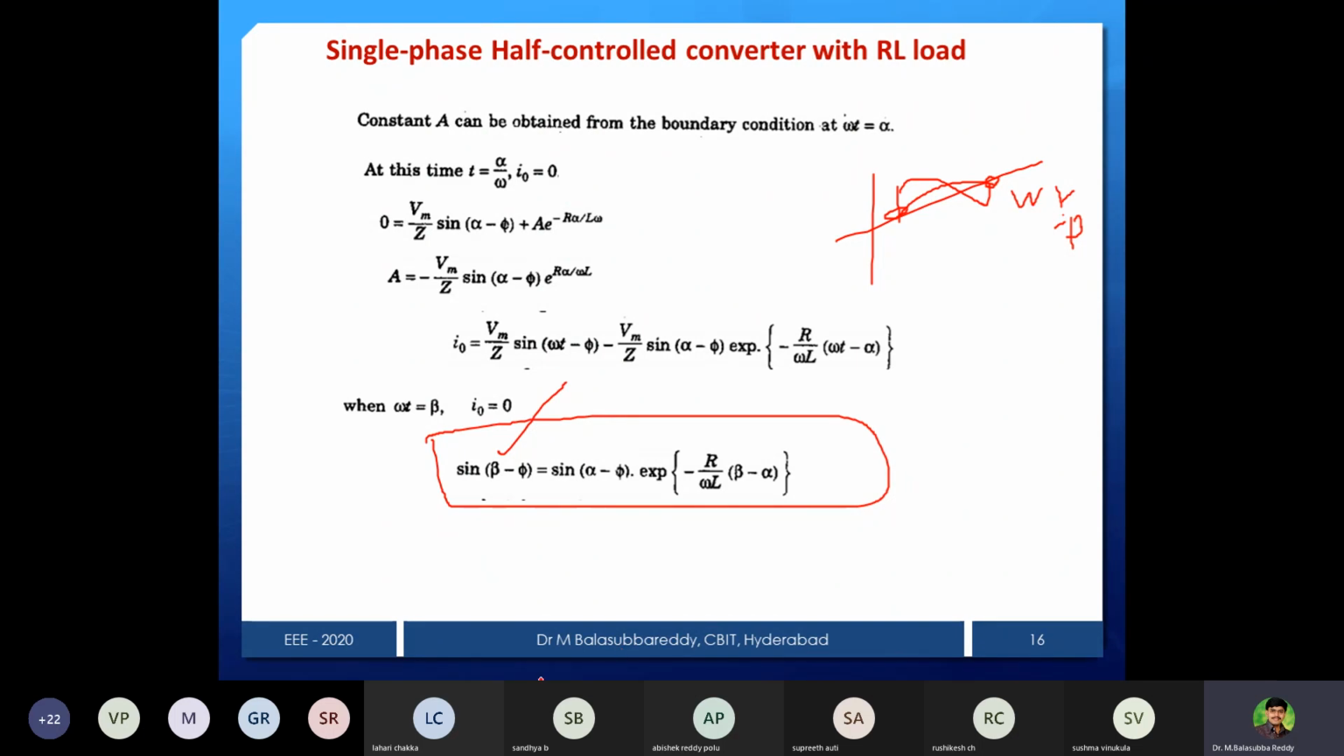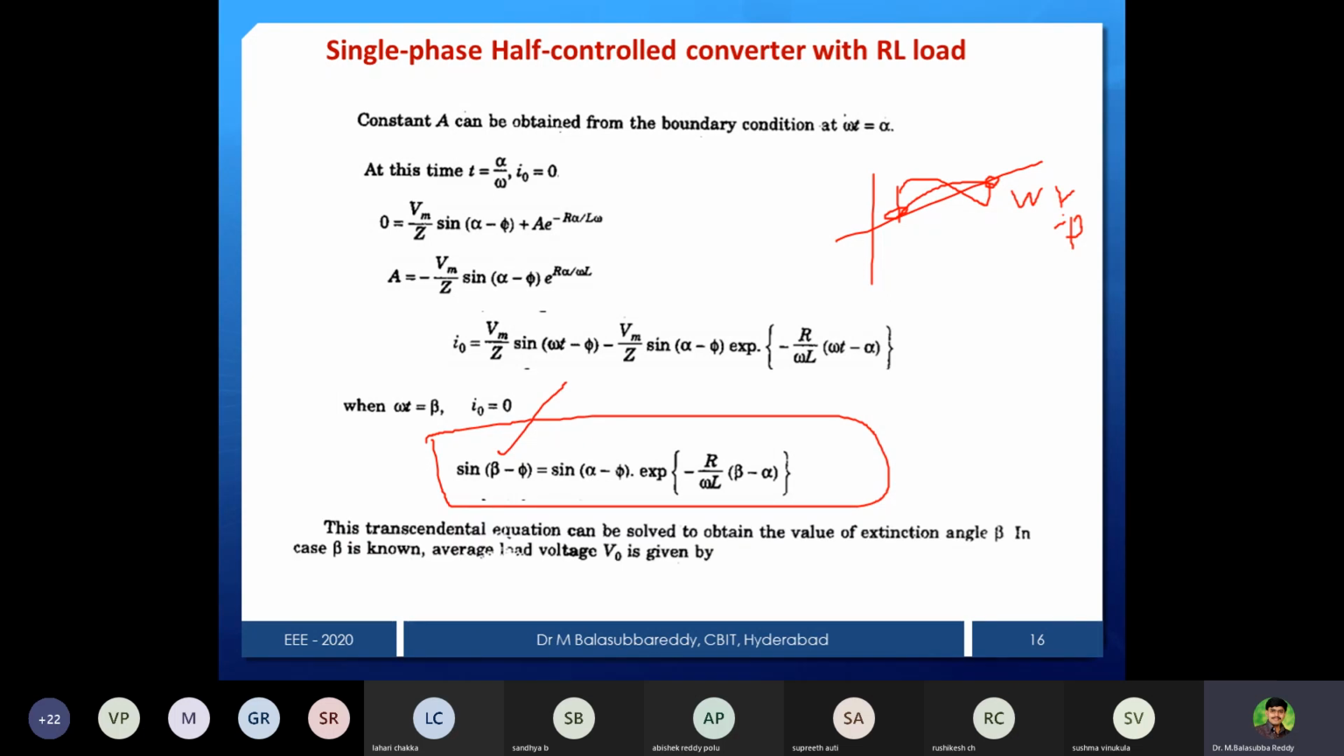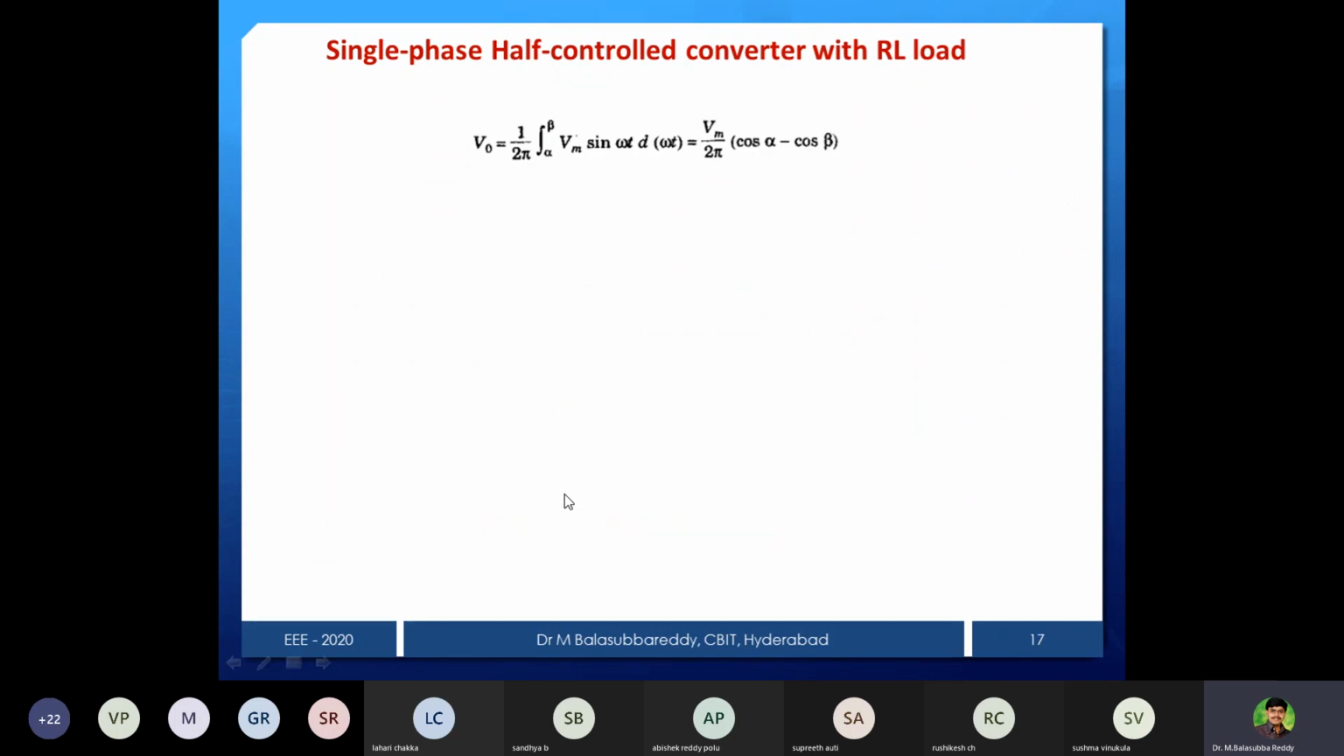So once you know beta, that angle, the current is going to be 0. That is one small derivation for the beta expression, which is what I mentioned here. The problem can be solved by obtaining the value of the extinction angle beta, and then the output voltage is given. Now we'll see the output expression. That was only the beta expression. Now I know the angle, so if we substitute that angle here, we'll directly get the value of the output voltage.